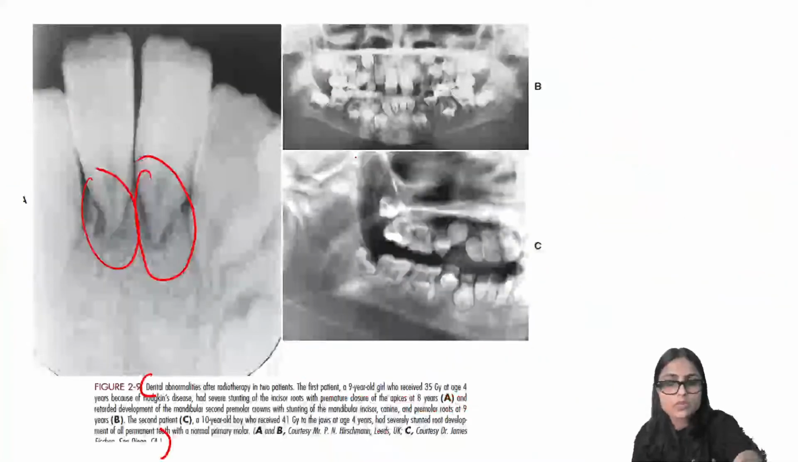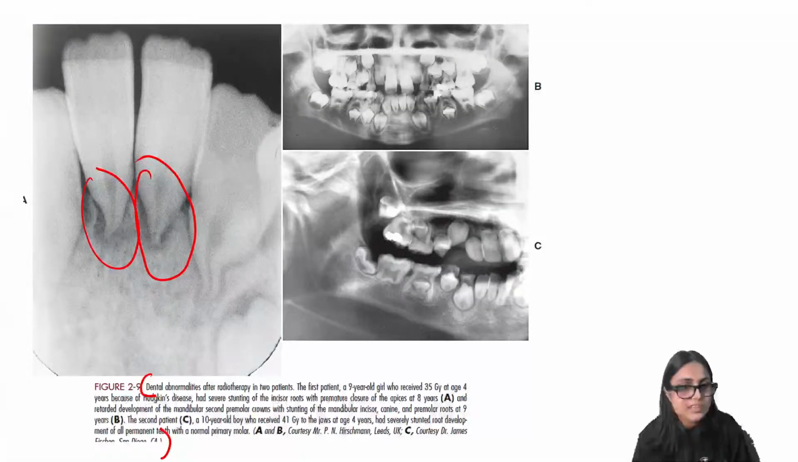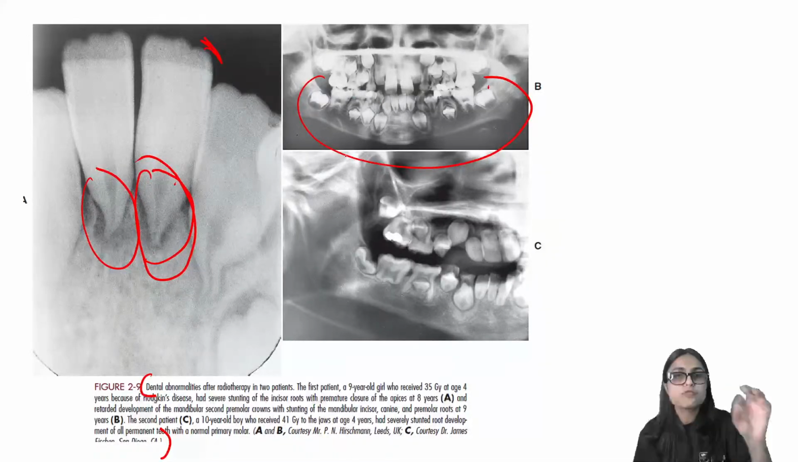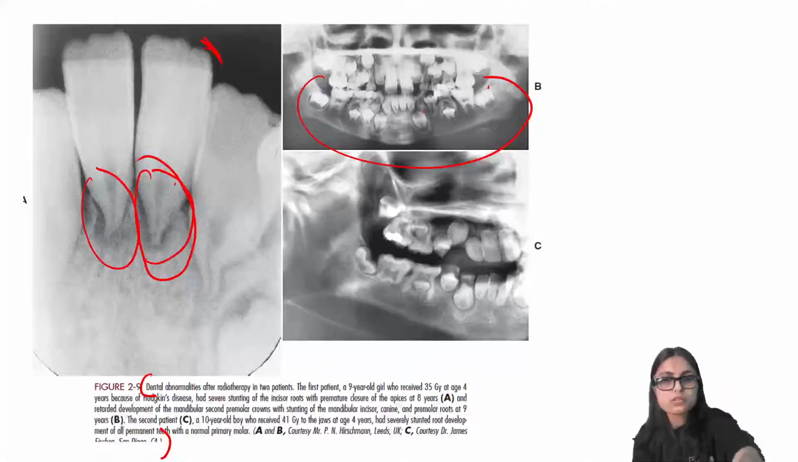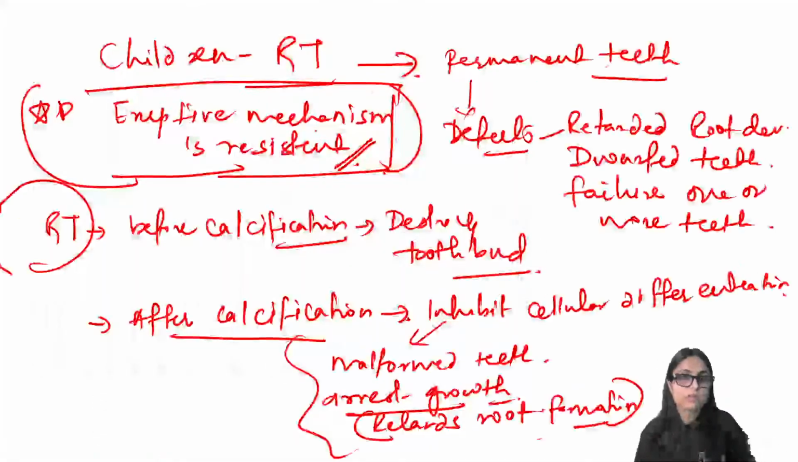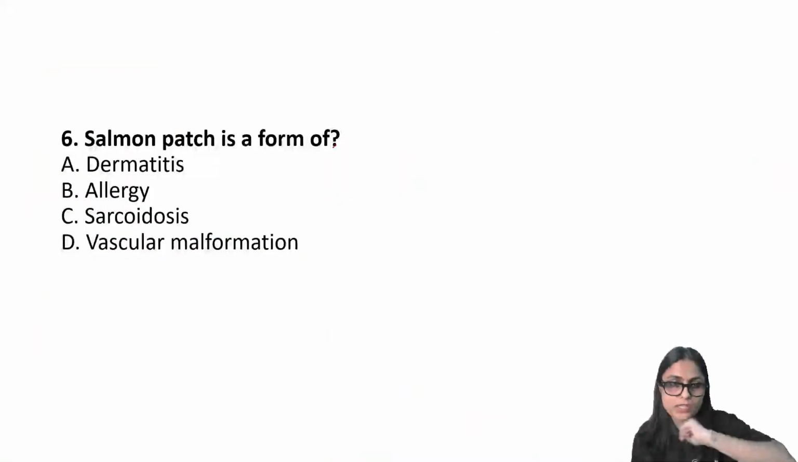Okay, so here in this OPG, if you can see in this radiograph, there is retarded root development, still the tooth has erupted into the oral cavity. Here also in the OPG you can see there is malformed root formation, but teeth are erupted into the oral cavity. So this is also one of the important points that they can ask you questions on. All right, moving on to the next question.